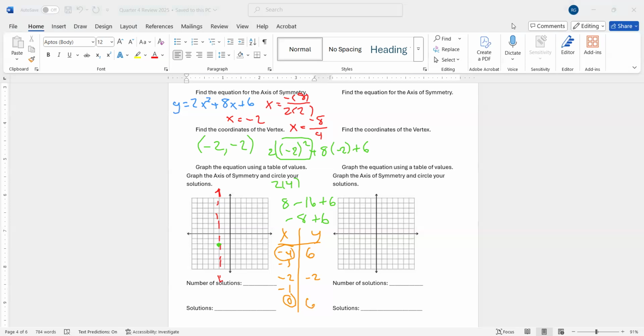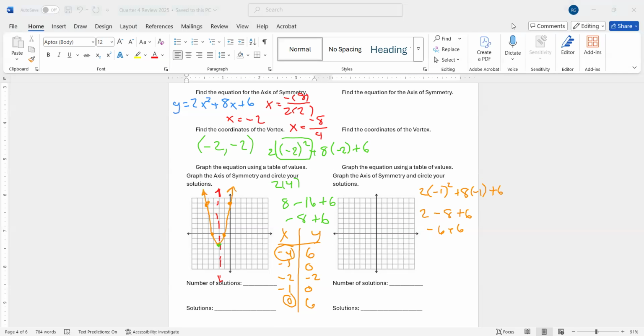Now I'm going to put -1 in. I'm going to go off to the side here on the other. So 2 times -1 squared plus 8 times -1 plus 6. So that's -1 squared is 1 times 2 is 2 minus 8 plus 6. So that's -6 plus 6, which is 0. And that's my 5 points. I've already got the vertex on there. Just need to graph the other ones. -1, 0. -3, 0. 0, 6. And -4, positive 6. And I get my upward facing U.